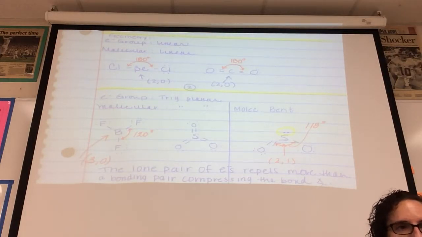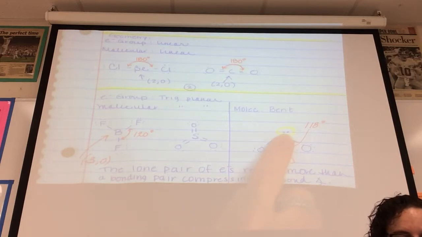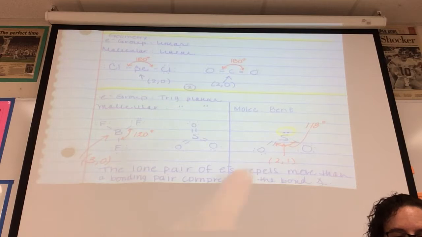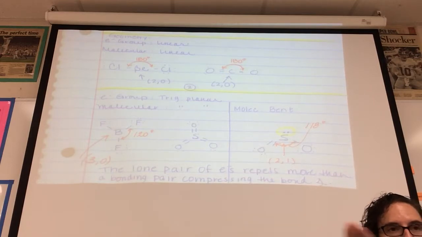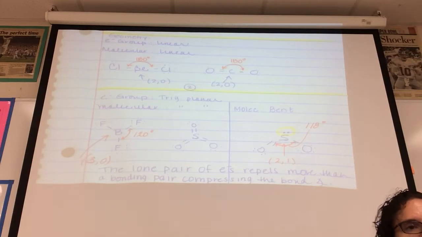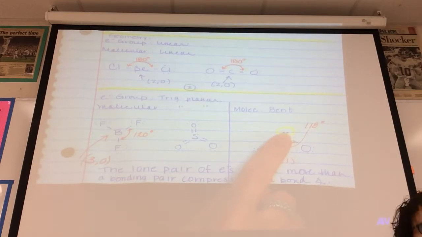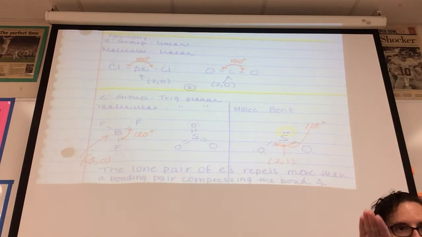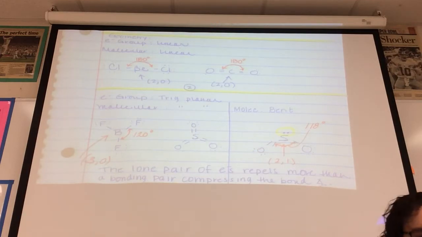Wait, so those lone pairs on the central atom repel each other more than bonding electrons, so they're pushing, and that's what compresses the bond angle. Guys, let's refocus. It was an excellent question. So those two lone pair electrons are basically pushing each other apart, causing the other two bonded atoms to kind of squeeze together.